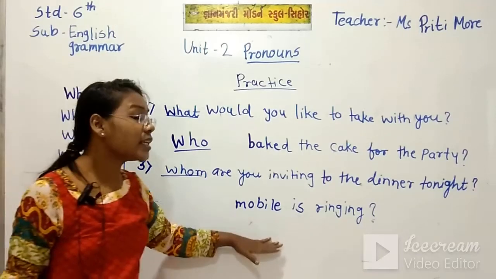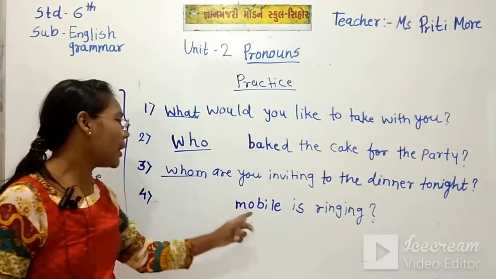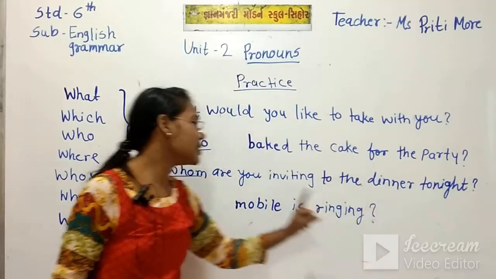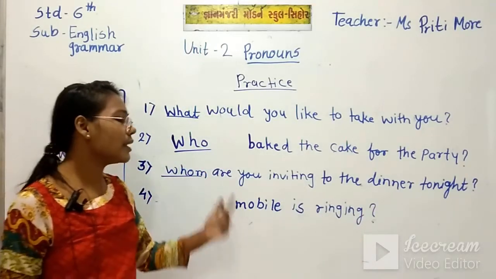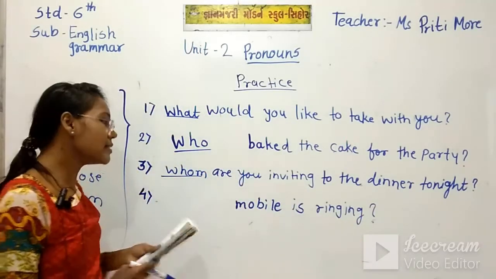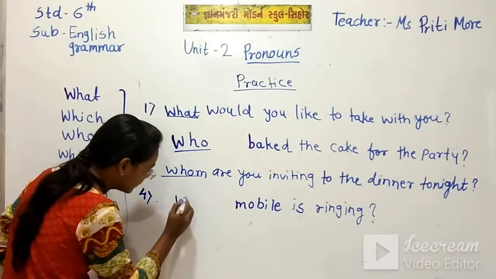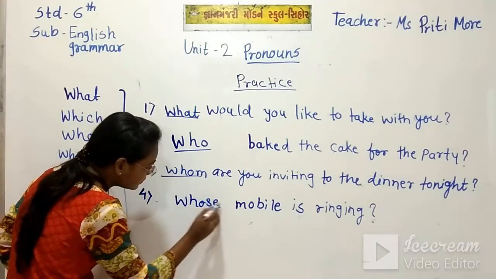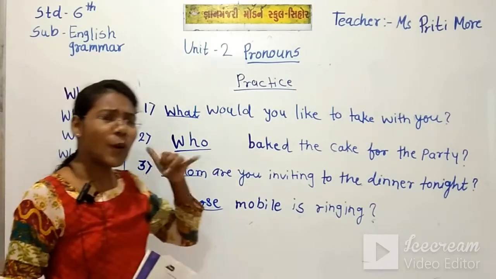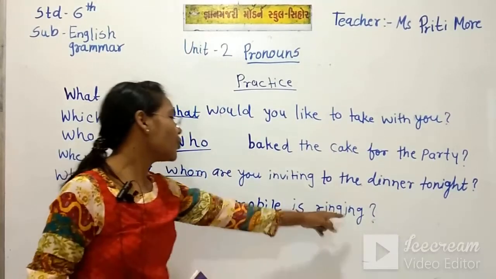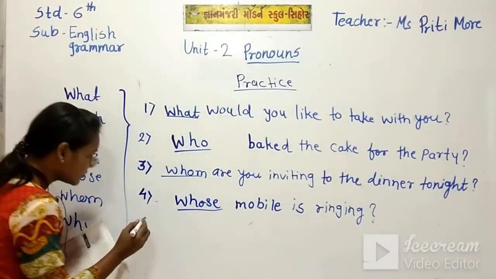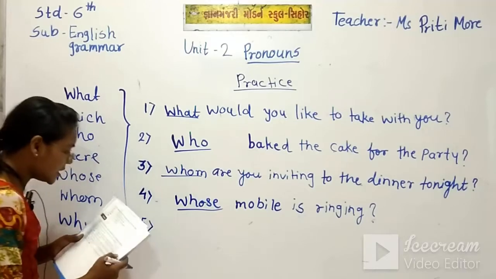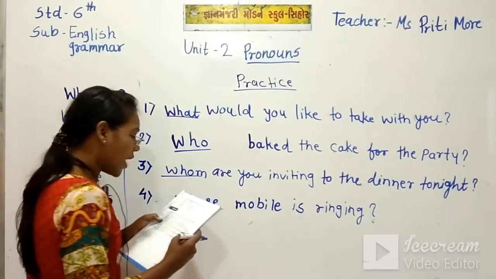Mobile is ringing. Now if the mobile is ringing, the question mark is here. Now we have to ask the question: whose mobile is ringing? Whose mobile is ringing? Question mark. Now the fifth one is, can't you find the key?